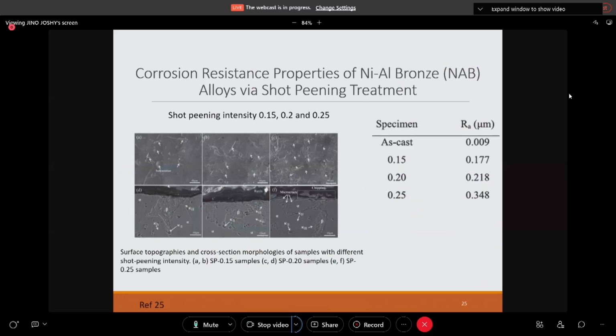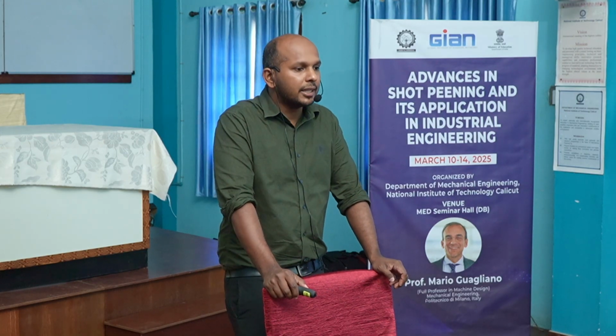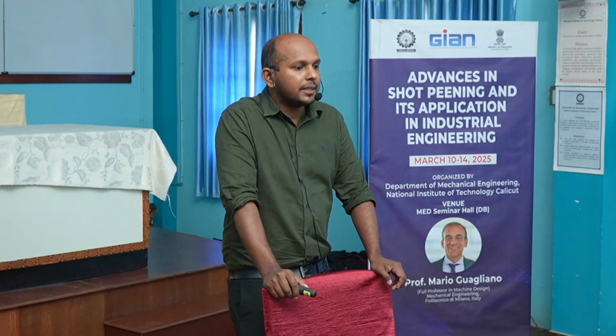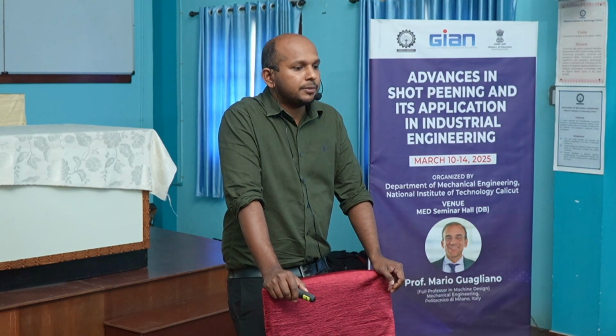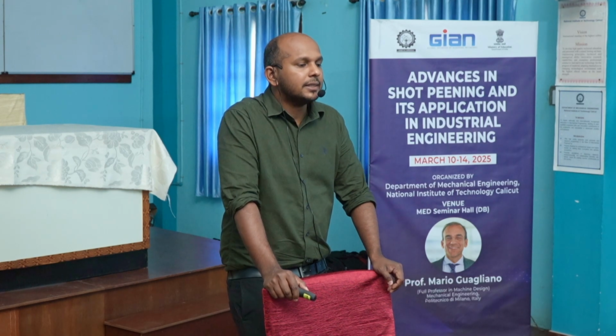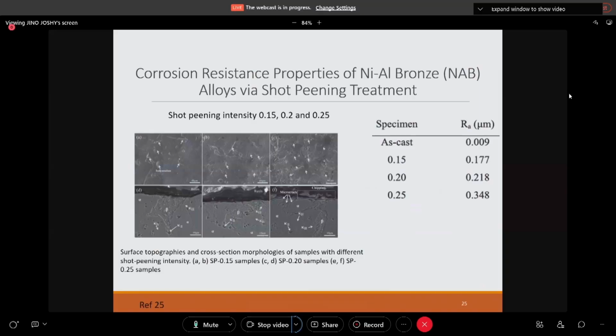When it is exposed to some media, there are chances that pitting corrosion can happen, or also some microgalvanic cell can form. So people do microstructural modification of this alloy. Here, using the shot peening technique, they modified the surface of this material. They selected conditions like SP1, SP2 and SP25. They changed the parameters and studied the properties of the material. What they varied was the shot peening intensity.